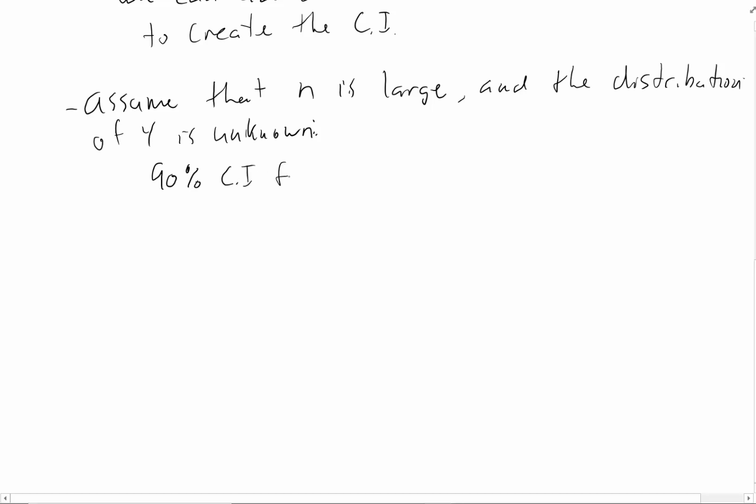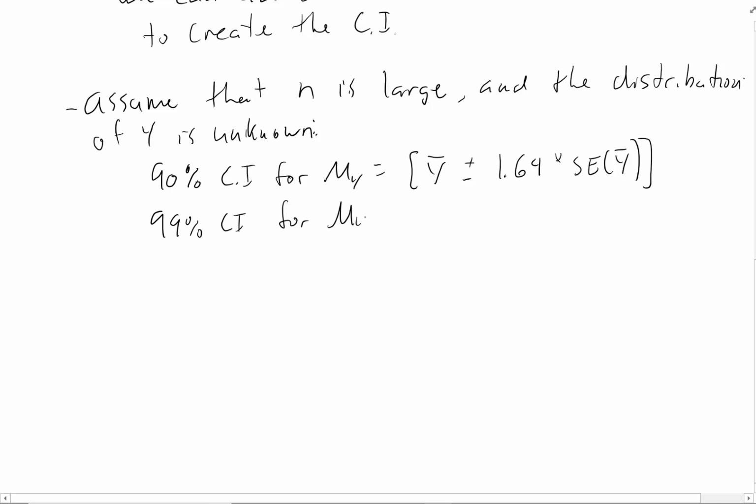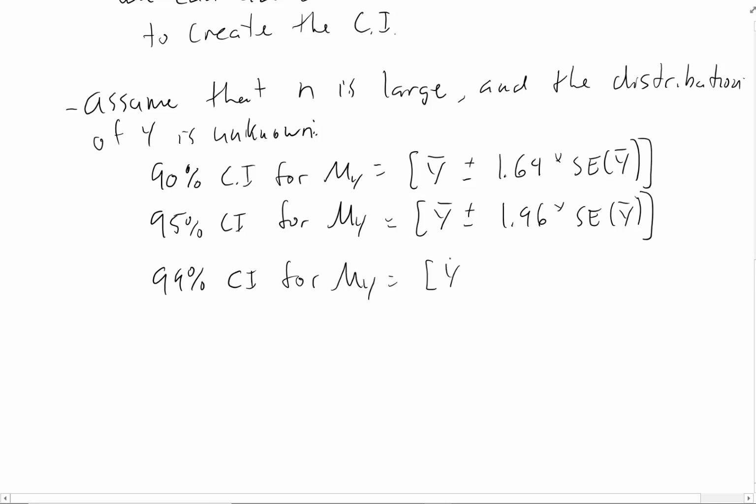So the 90% confidence interval for mu y equals the sample average plus and minus 1.64 times the standard error of y bar. The 95% confidence interval for the population mean is again y bar plus and minus 1.96 times the standard error of y bar. And finally, 99% for mu y equals y bar plus or minus 2.58 times the standard error of y bar.